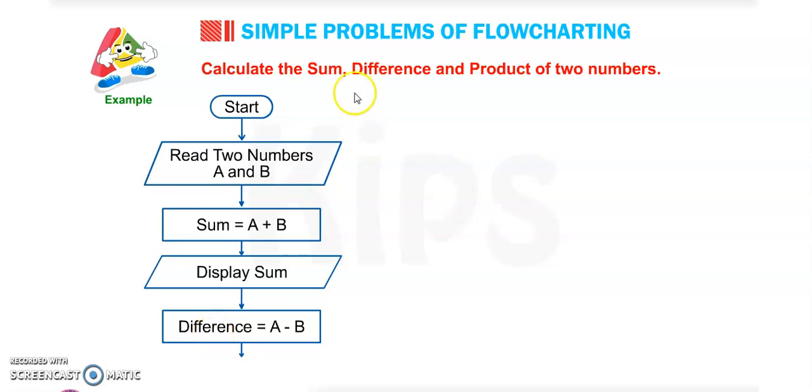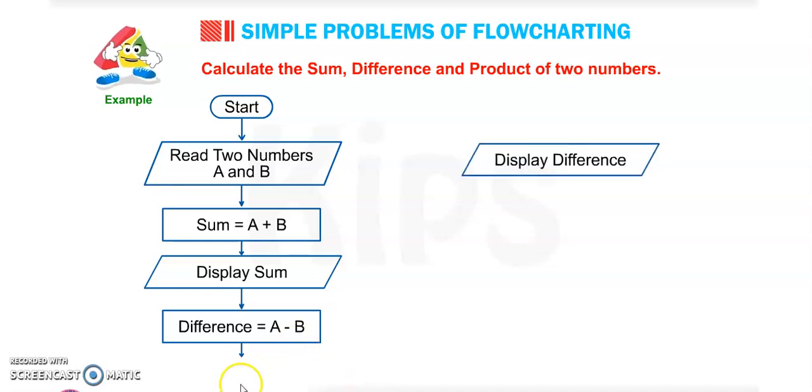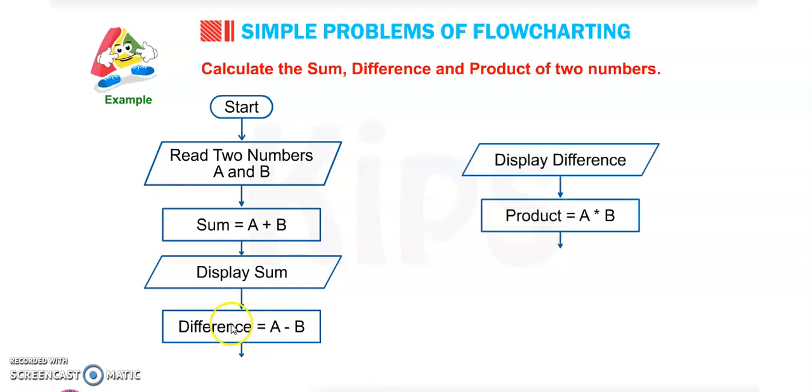After that we have to calculate the difference also. So we can write difference equals A minus B. This is also processing and this is the output. We can write display sum in the output box, and this is the processing. Again we are doing processing, so we can write it in the processing box. After that, display difference. Whatever the difference between A and B, it will display, and we have to put this in the output box.